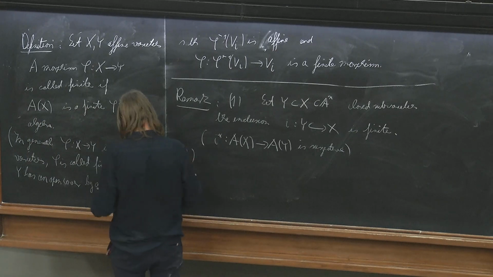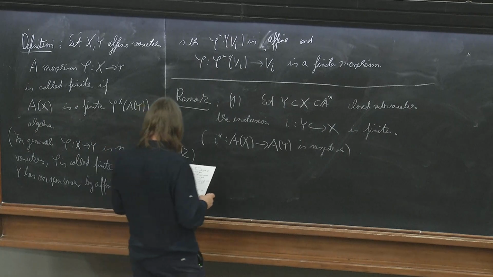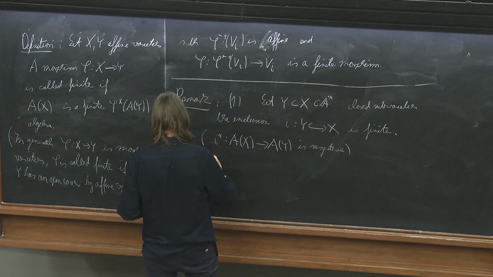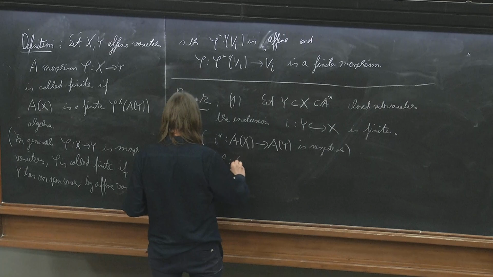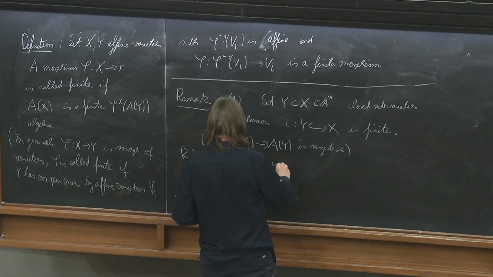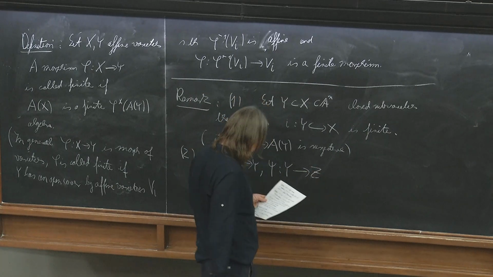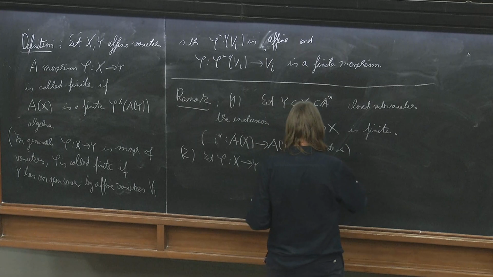Now I want to translate some part of the proposition. So let phi from X to Y, psi from Y to Z be morphisms of affine varieties.